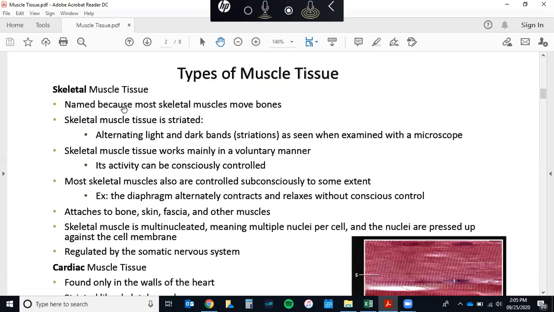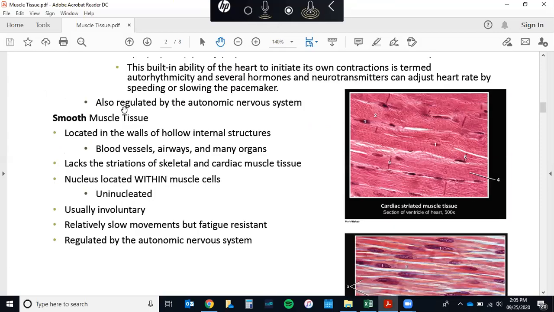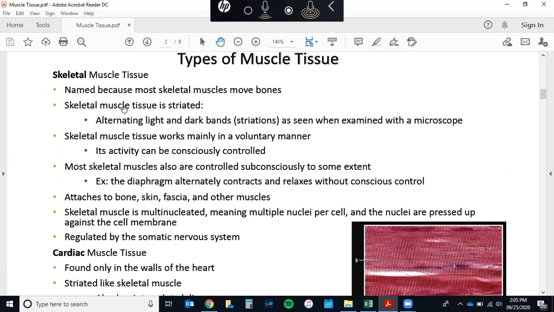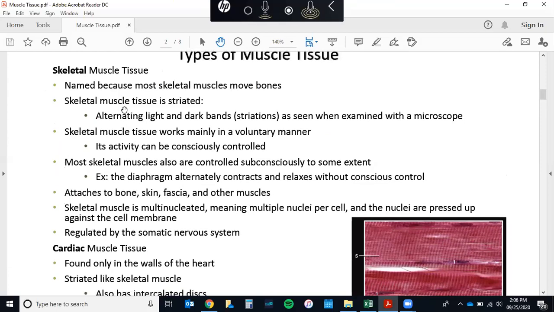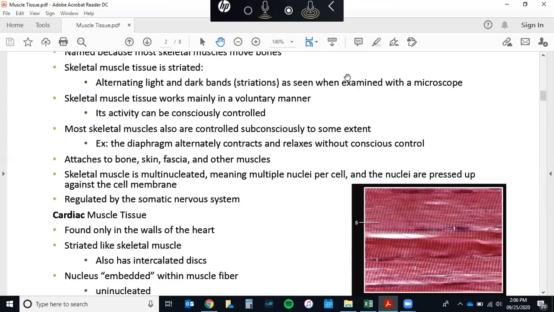We've seen these three pictures before. These are the exact same pictures that were in our tissues lecture, and some of this information was discussed at that point. I said we'd talk about the stuff again, and here is that time. Skeletal muscle, once again, is named because it's typically what's attached to our skeleton to help move our bones. A key feature that you see in skeletal muscle is that it is striated.